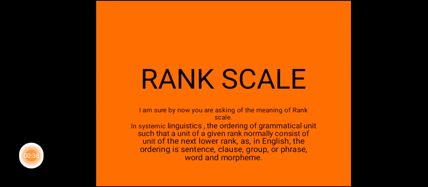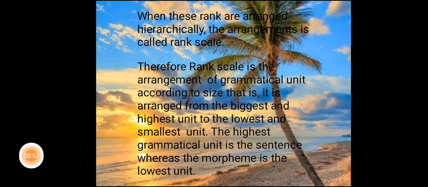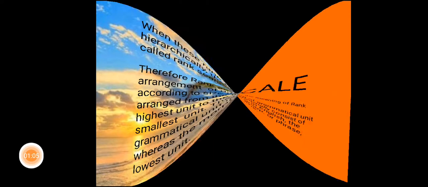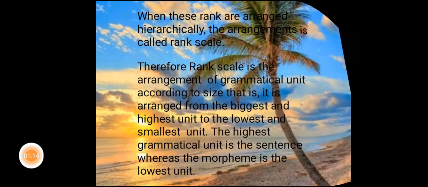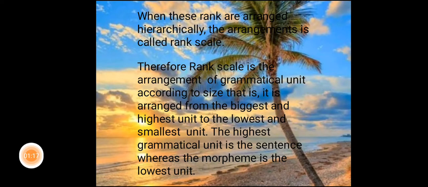In systemic linguistics, the ordering of grammatical units such that a unit of a given rank normally consists of units of the next lower rank, as in English, the ordering is sentence, clause, group or phrase, word, and morpheme. When these ranks are arranged hierarchically, the arrangement is called rank scale.